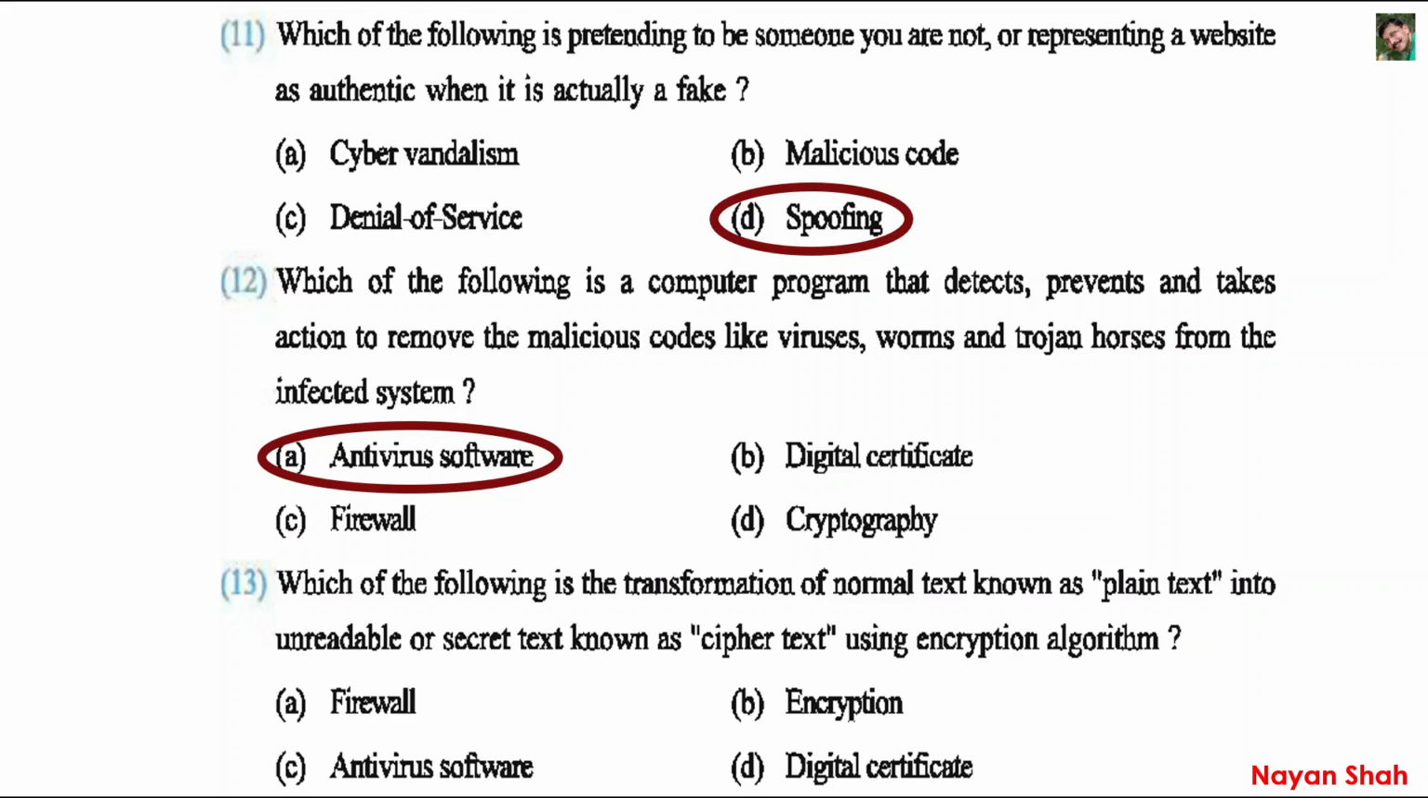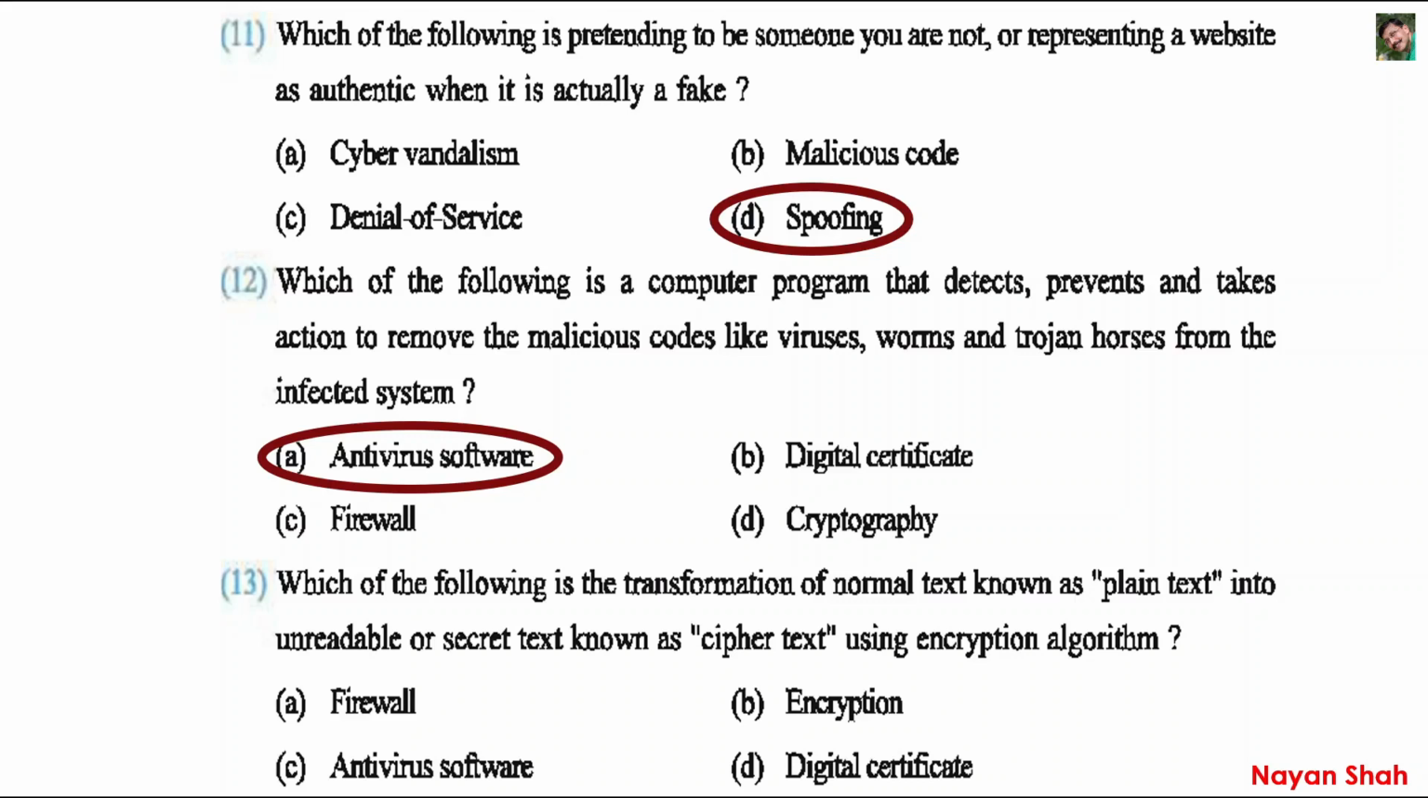If you remember the previous questions, question 11, 10 and so on, they discussed all the internet security threats like spoofing, cyber vandalism, denial of service attack, sniffing, all those things. And now it is discussing how we can protect our system from all these things, like all the threats of internet. And one of them is antivirus software.